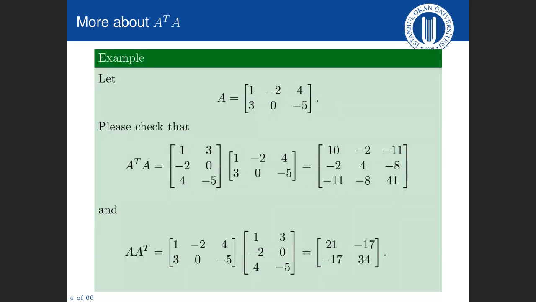So for example, let's suppose A is a matrix of two rows and three columns. It's a 2x3 matrix. Then we can do A transpose A, and we obtain a square matrix. A transpose A is a 3x3 matrix. A and A transpose A will have the same number of columns. And A A transpose is also going to be a square matrix, but this time a 2x2 matrix. And you can note here that both of these are symmetric matrices. We have minus 2 and minus 2, minus 11, minus 11, minus 8, minus 8, etc.